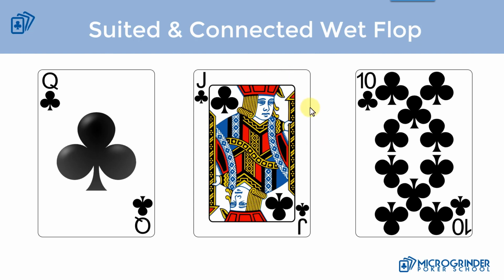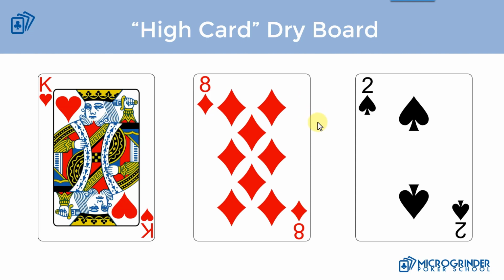Now, on the flip side, let's talk about dry board textures. So we're going to take a look at two. We're going to take a look at the high card dry board, which we're looking at now, and we're also going to take a look at the paired board dry flop as well. So when we talk about these dry boards, if you take a look at this one, King of Hearts, 8 of Diamonds, 2 of Spades, there are no draws. You cannot complete a straight or a flush on the turn.